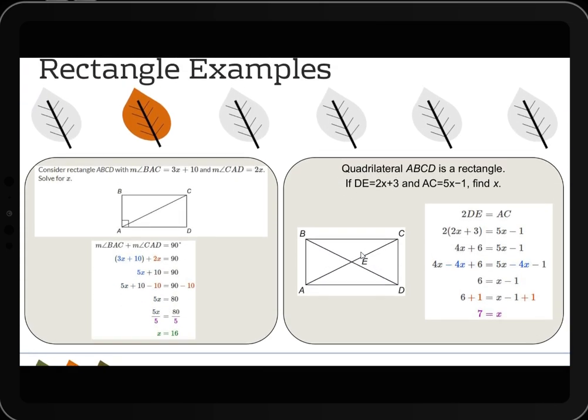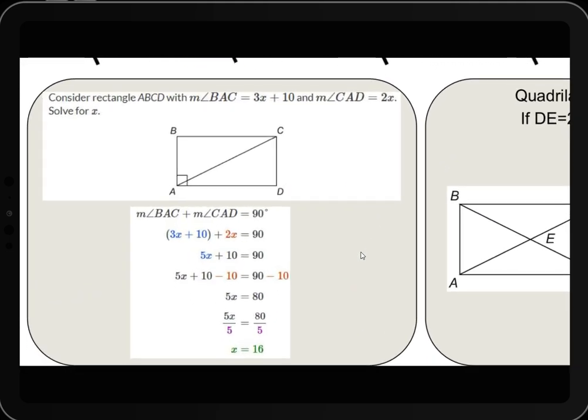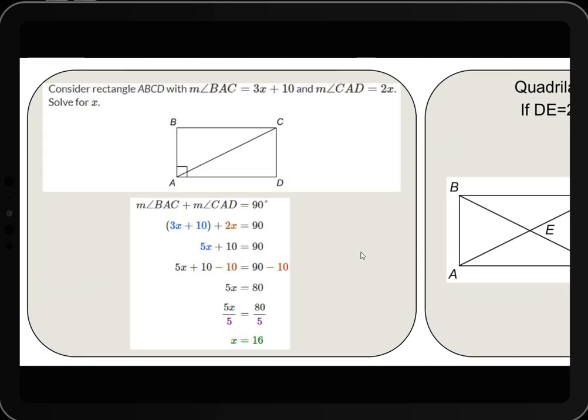Let's go ahead and take a look at these 2 examples here. So if you look at the example on the left, we have a rectangle where the angles that they're referencing are this angle here and this angle here, angle BAC and CAD. So notice how both of the angles together make up the right angle. Because of that, we know that the sum of the 2 angles is equal to 90 degrees.